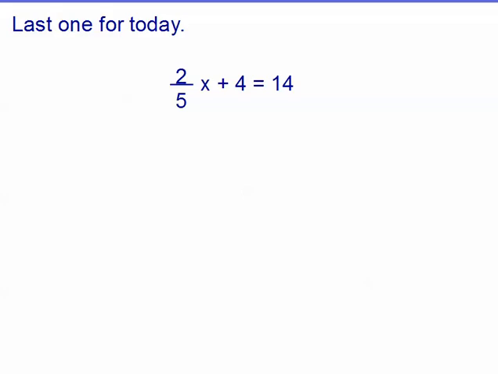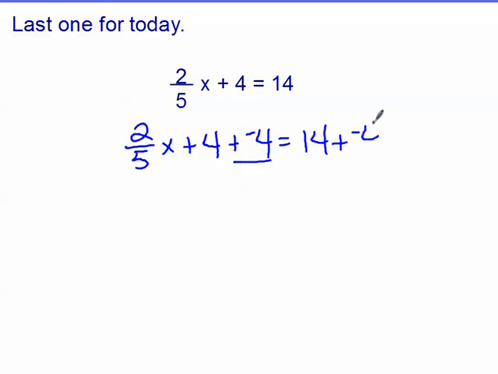One last problem. What if I had an actual fraction, something other than just x over 5? Well, we still start with the same thing by getting rid of this plus 4. So we write 2/5 x plus 4, and to get rid of that 4, we add its opposite. If I add that to one side, I have to add it to the other. So our 4's go away, and we're left with 2/5 x is equal to 10.